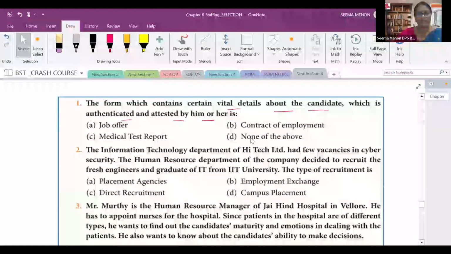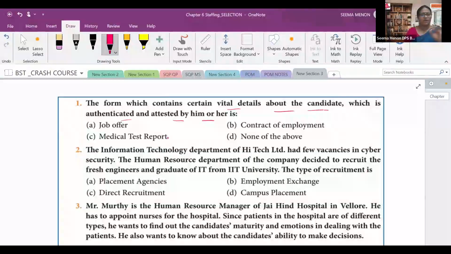Contract of employment, the organization will also be giving. Medical test report, who will give? The medical authority will be giving. But who will submit to the organization? The candidate will be submitting with self-attesting. What do you mean by self-attesting? All the given information is correct. So the answer is medical test report. I hope you are able to understand. Yes, definitely that is authenticated by the doctor only. But here, who will attest that, self-attesting? That means attested by him or the employee. That means him or her. Okay. So that is given by the employee to the organization.